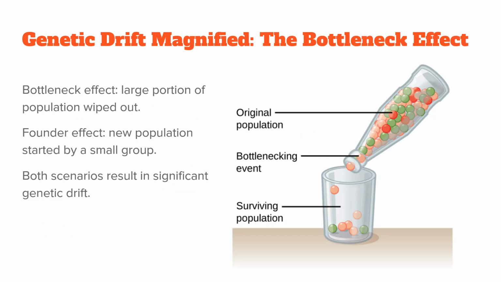Two situations magnify drift. In a bottleneck effect, a large population is suddenly reduced by disaster, leaving only a few survivors whose alleles dominate the next generations. In the founder effect, a small group breaks off to start a new population, carrying only a slice of the genetic diversity. Both effects can lead to major shifts in allele frequencies purely by chance.